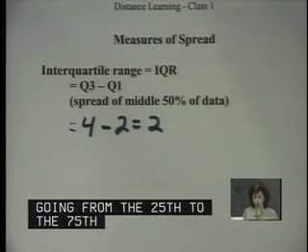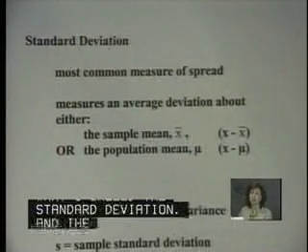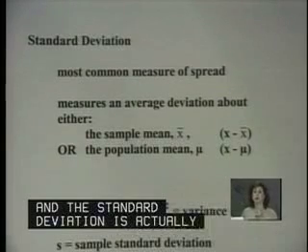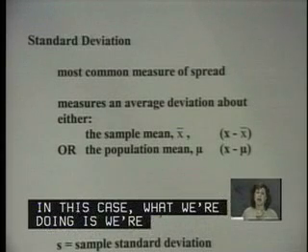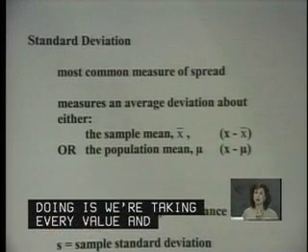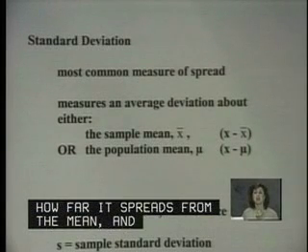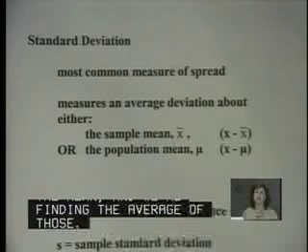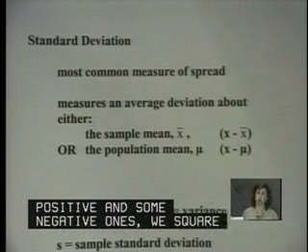The last measurement of spread that we have is what's called the standard deviation. And the standard deviation is actually the most common measurement of spread. In this case, what we're doing is we're taking every value and finding how far it spreads from the mean, and we're finding the average of those. Since we would have some positive and some negative ones, we square it and then take the square root.